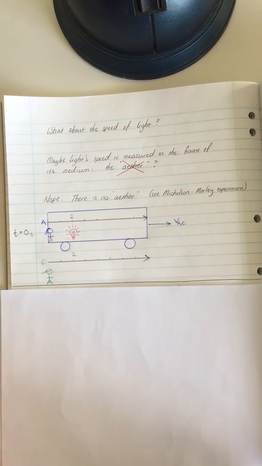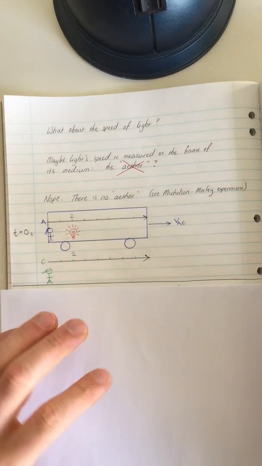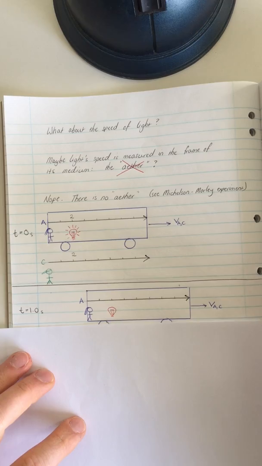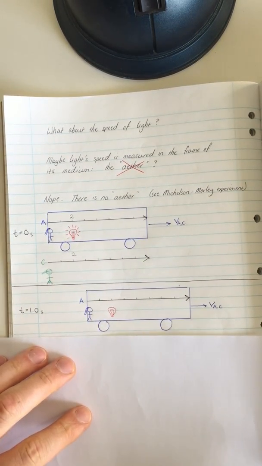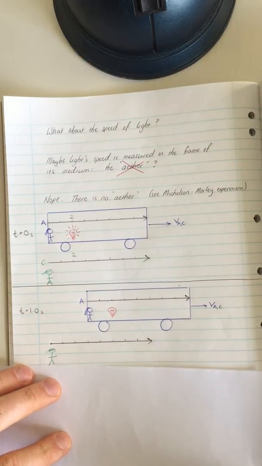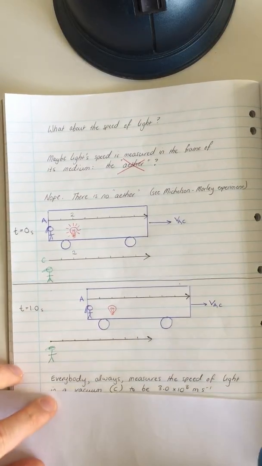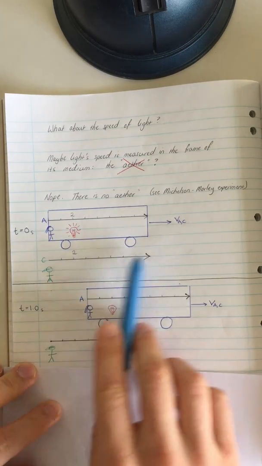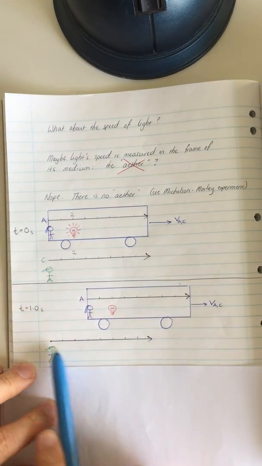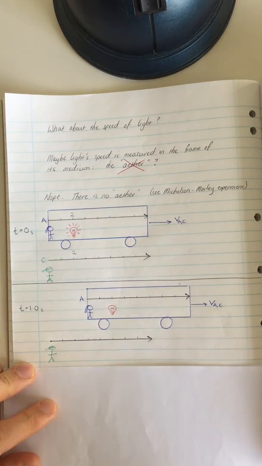Now what happens if we look a little bit later? Let's say that the train's now moved some distance to the right according to person C, and as it's moved, because of this relative velocity, we can see that it's moved to the right 3 units, 3 centimeters if you like.